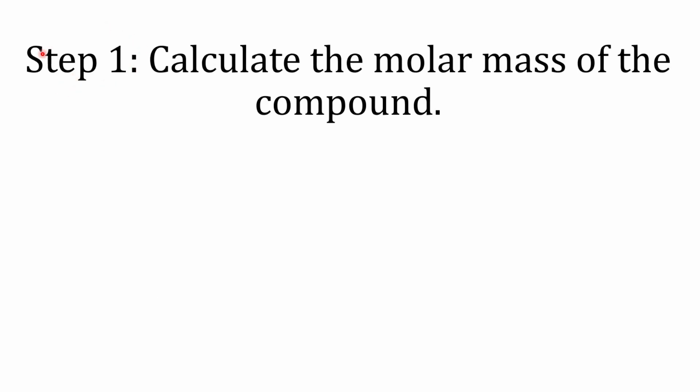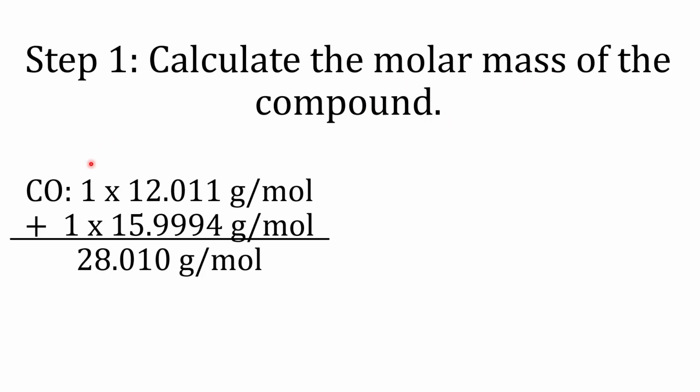Okay, so here we have step one. We're going to calculate the molar mass of the compound. So let's take carbon monoxide first. Carbon monoxide is one carbon and one oxygen. So we're taking 1 times the molar mass of carbon and 1 times the molar mass of oxygen. So we get a molar mass of 28.010 grams per mole. Let's do the same thing, but with carbon dioxide.